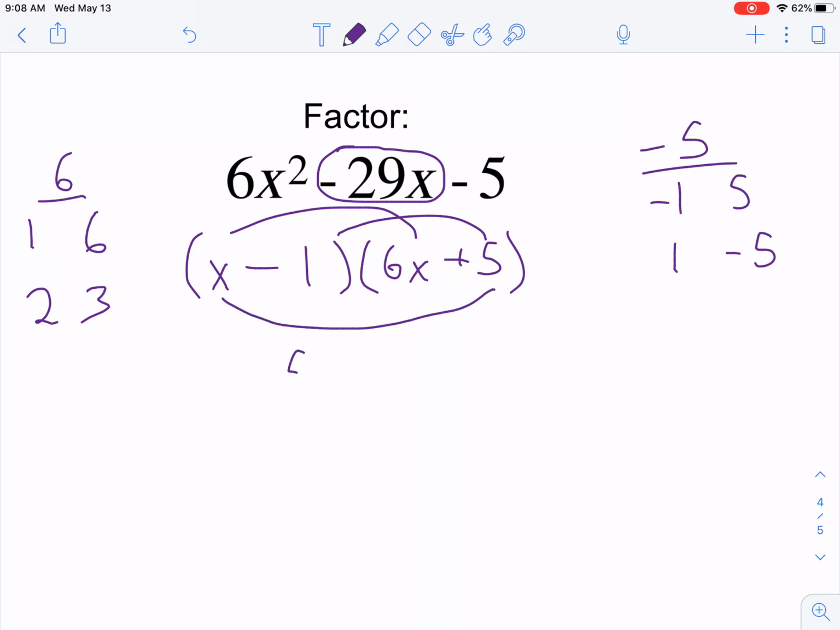5 times x is 5x. Negative 1 times 6x is negative 6x. 5x minus 6x is just negative 1x. So this obviously tells me that negative 1 and 5 doesn't work. The easiest thing to do at this point is to go ahead and switch around negative 1 and 5 right there. See if this works.